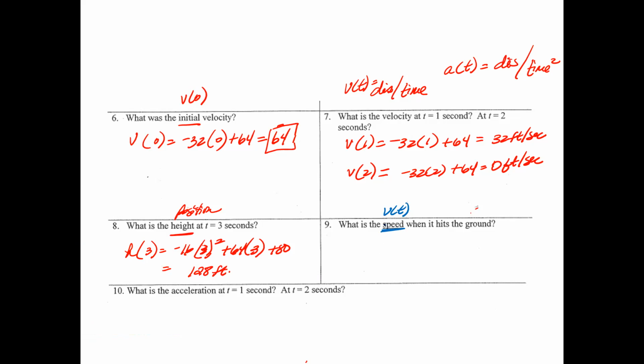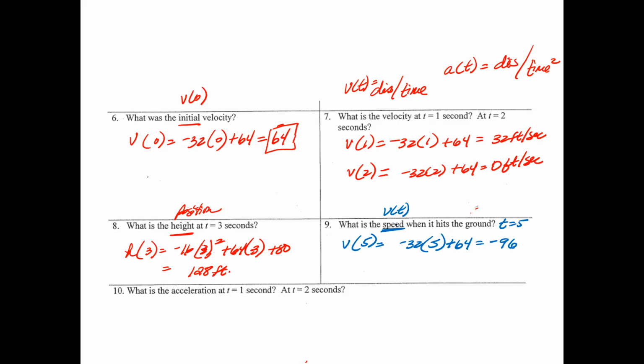So hitting the ground would mean that I am going to set V when it hits the ground. I know that it hits the ground at 5 seconds. I found that from a previous question, question number 5. It hits the ground at t equals 5. So V of 5 is going to equal negative 32 times 5 plus 64. Plug that into your calculator, and you should have negative 96.